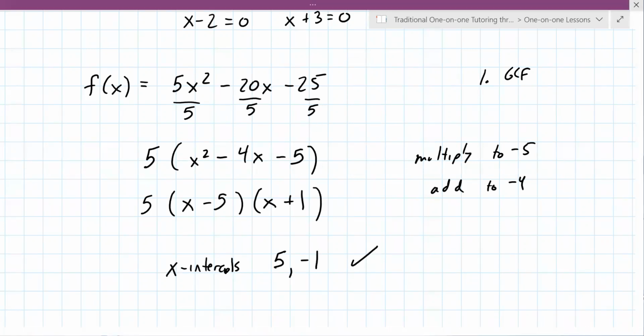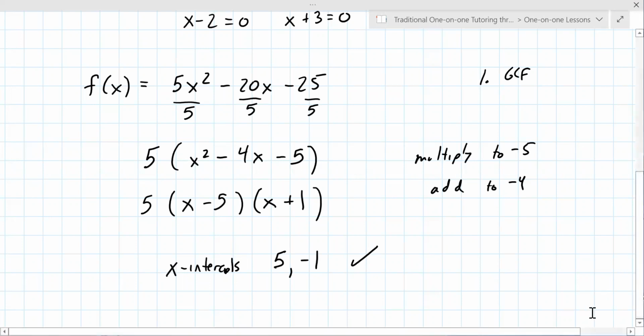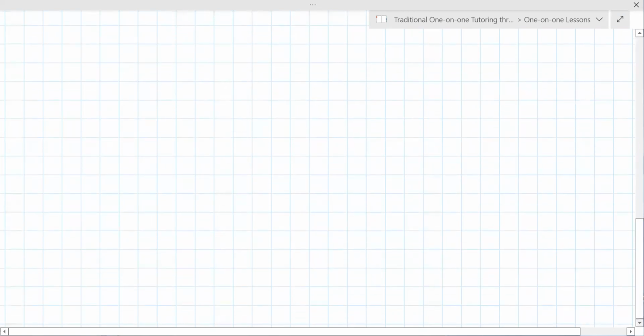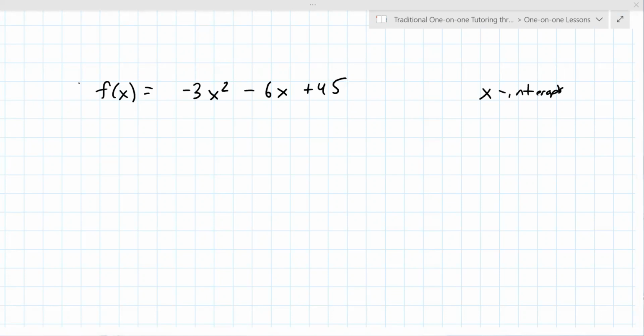All right, let me have you try one more here, start to finish. So the little wrinkle I'll throw into this one is that the greatest common factor can be negative. So let's say it's -3x squared minus 6x plus 45. The greatest common factor is -3. So I want you to try this one, and I just want the two x-intercepts. And then we'll move on to a new question or new topic after this.